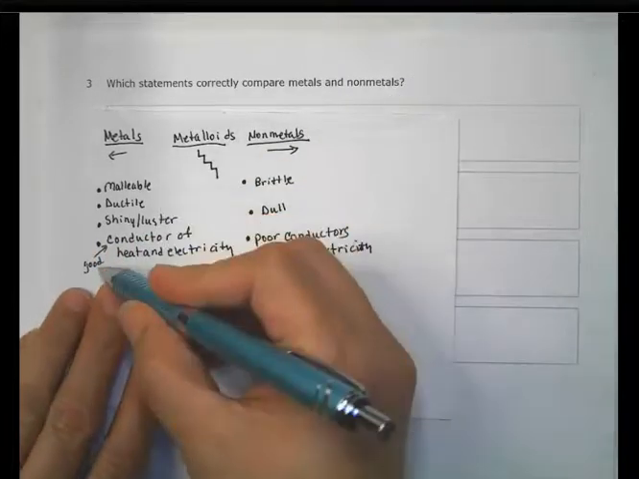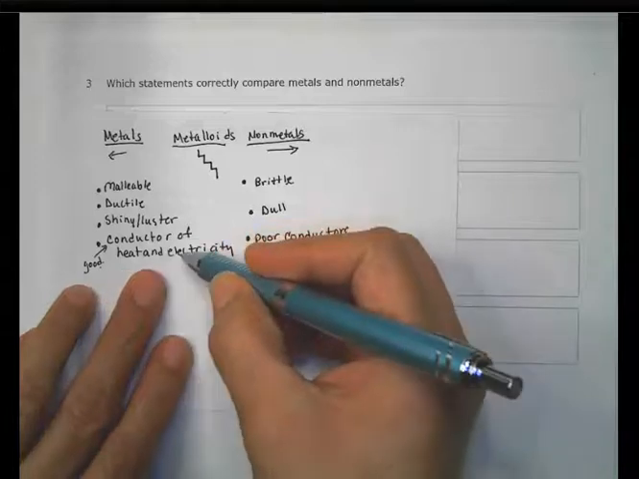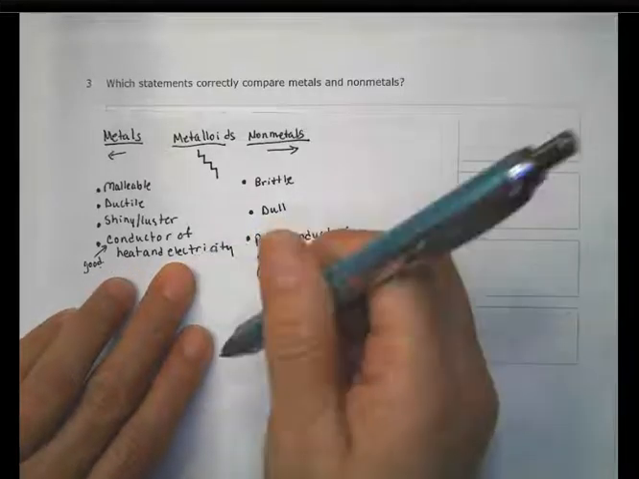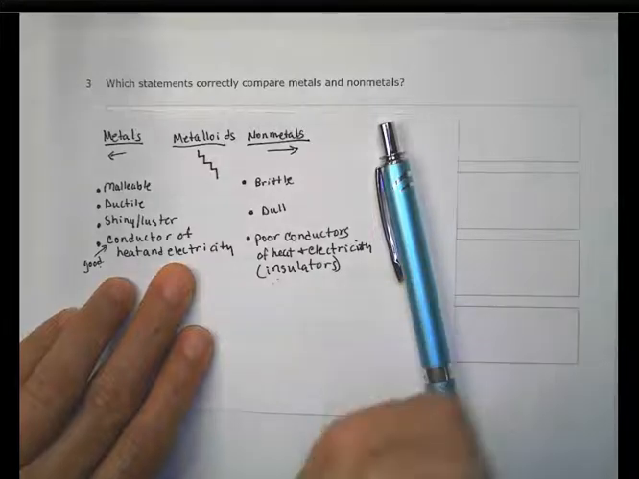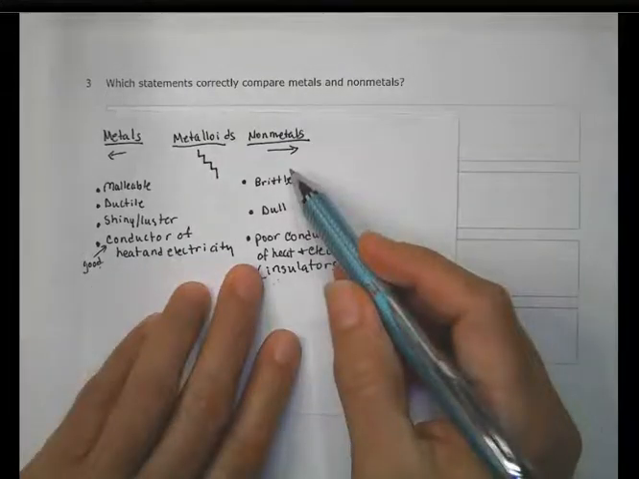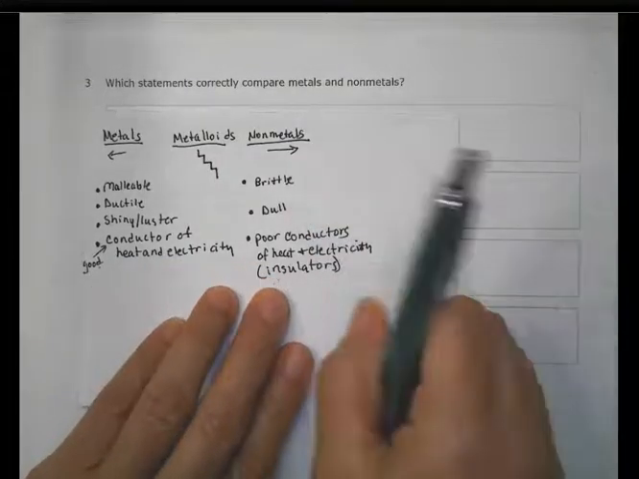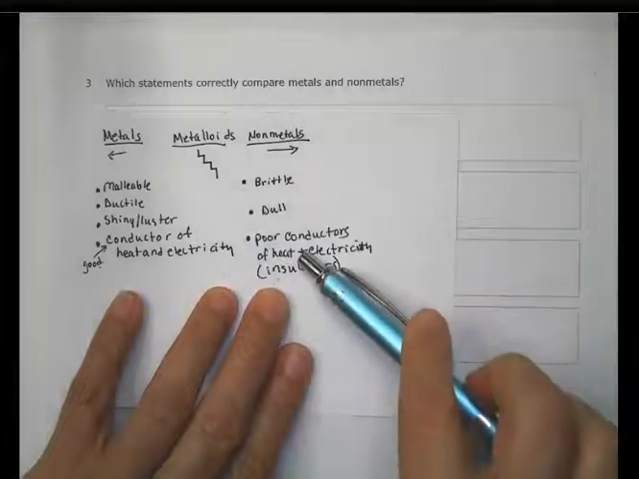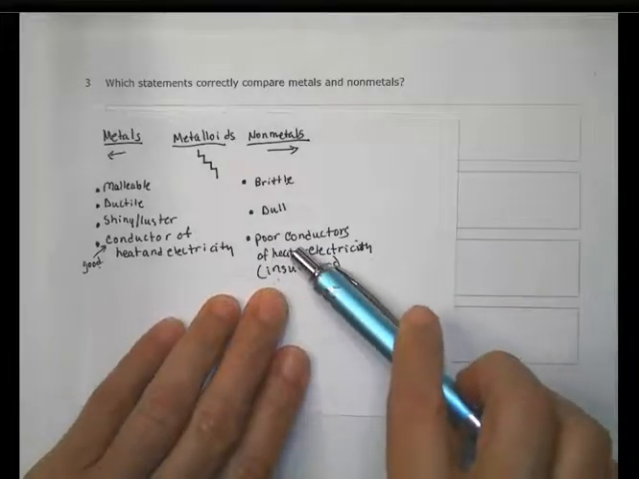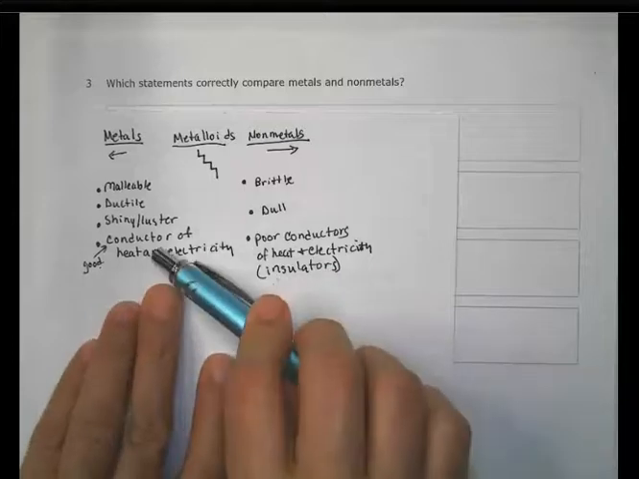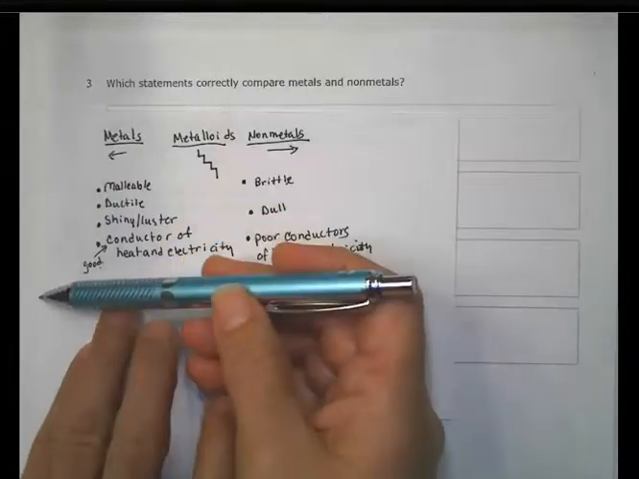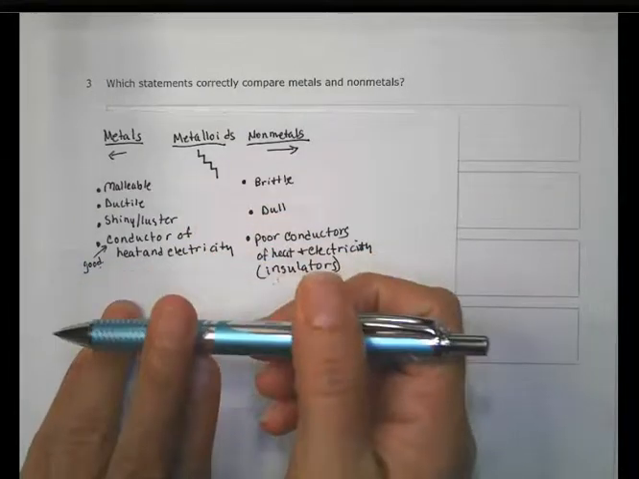Now, metals are good conductors of heat and electricity. So if I put my pen near heat, it's going to get hotter. Non-metals are poor conductors of heat and electricity. Then they will not allow that heat and that electricity to flow through it easily. Metals will allow heat and electricity to flow through them easily.